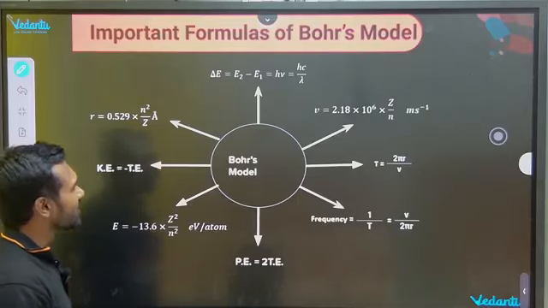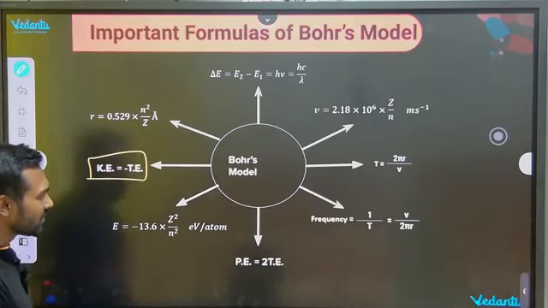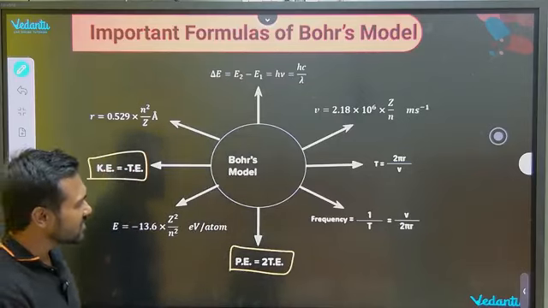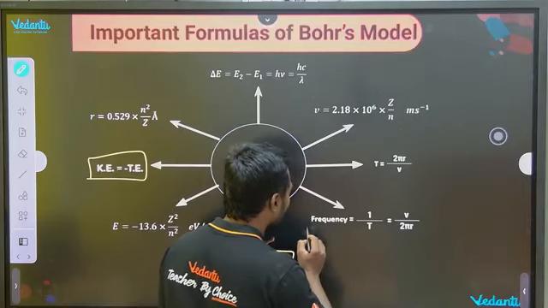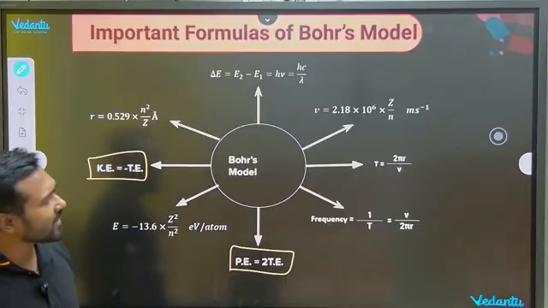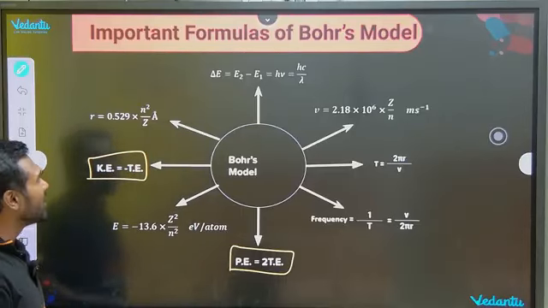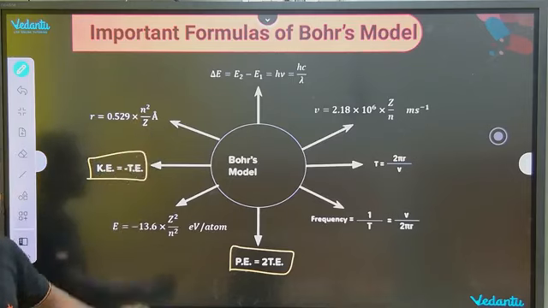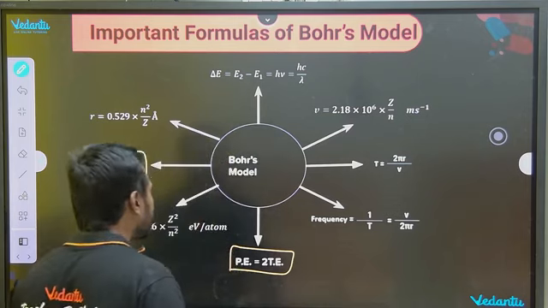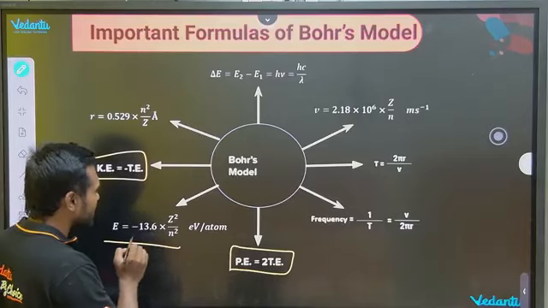Kinetic energy is equal to minus of total energy, and potential energy is equal to 2 into total energy. Frequency is nothing but 1 by time, that is v by 2 pi r, and time is equal to 2 pi r by v. Next, radius is equal to 0.529 into n square by Z, where n is the orbit number and Z is the atomic number. For hydrogen, we take its value as 1 only. Energy is given here as minus 13.6 into Z square by n square.